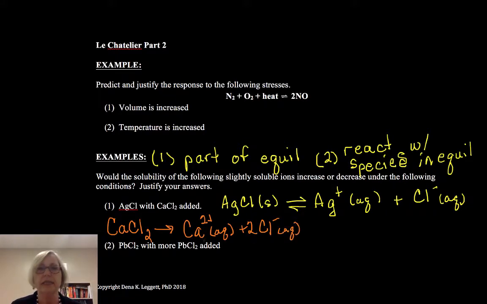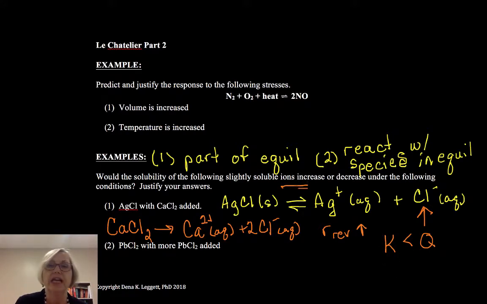Calcium ion is not part of the equilibrium, nor does it react with anything in the equilibrium, but the chloride is part. So what we're going to be doing is we increase the chloride concentration. I have more collisions, so my rate reverse increases. I've increased a product, so Q becomes greater than K. And both of these mean that we're going to shift to the reactant side.